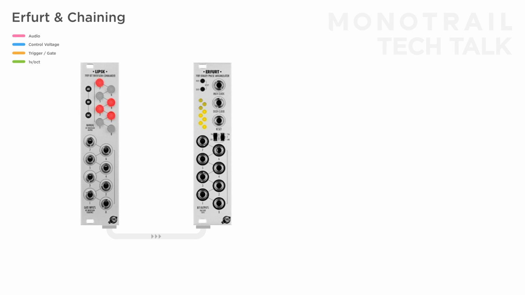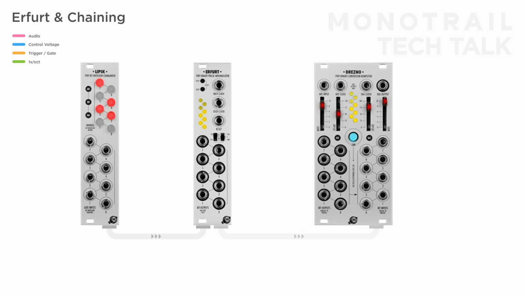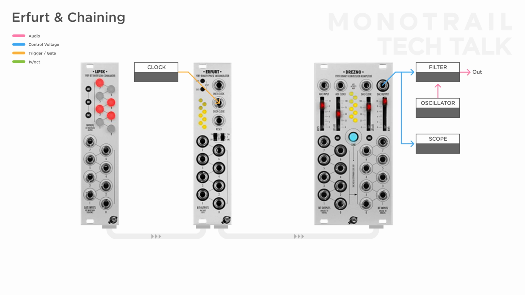In this setup, Lipsk is sent to Erfurt and Erfurt on to the digital to analog input on Drezno. Again, a clock input is sent to Erfurt. In this setup, the patterns created by Lipsk and Erfurt are translated into an analog voltage by Drezno. This can be used to modulate a filter, for example. The signal is also sent to an oscilloscope to make clear what's going on.